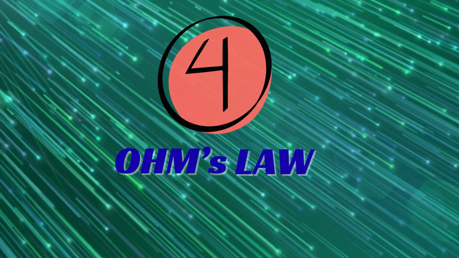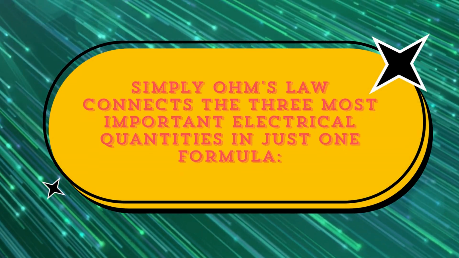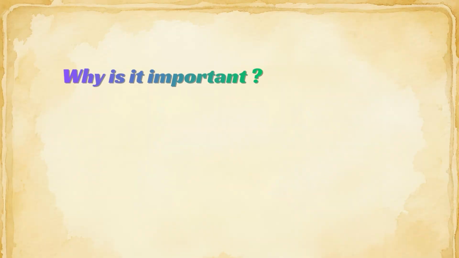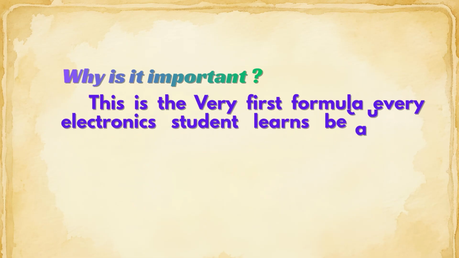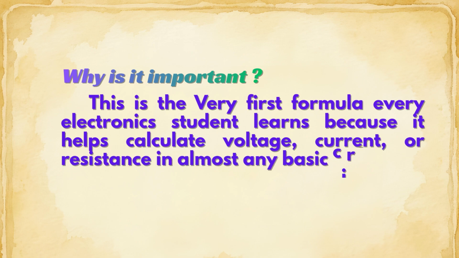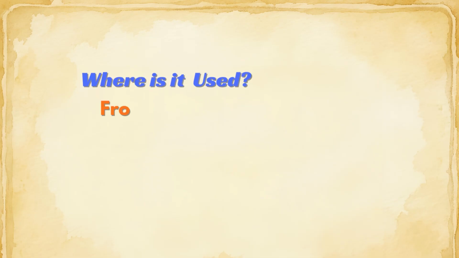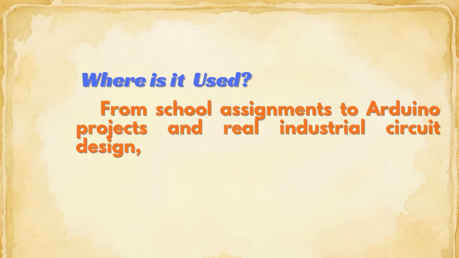Number 4. Ohm's law. Simply, Ohm's law connects the three most important electrical quantities in just one formula, that is V equals I times R. So, why is it important? This is the very first formula every electronics student learns because it helps to calculate voltage, current, and resistance in almost every basic circuit. So, where is it used? From school assignments to Arduino projects and even real industrial circuit designs, you will use it everywhere.